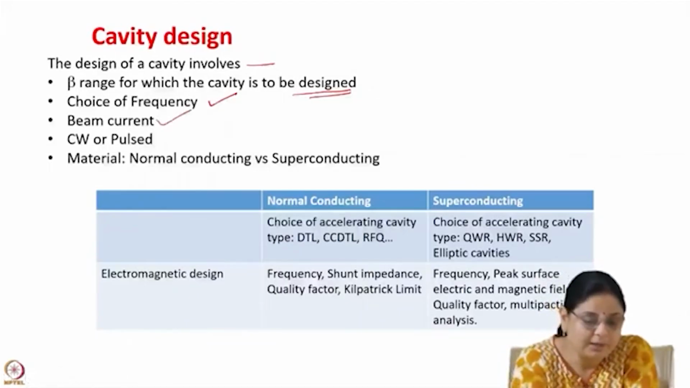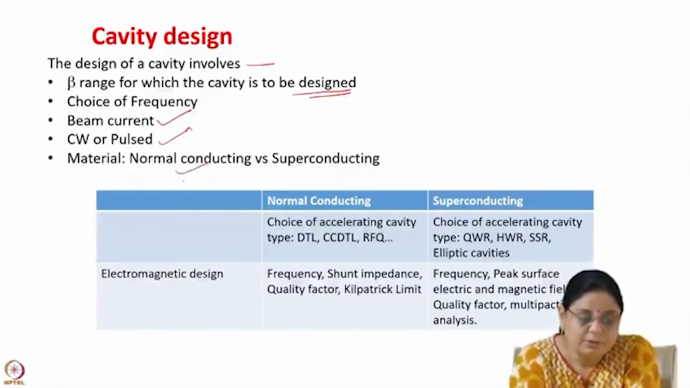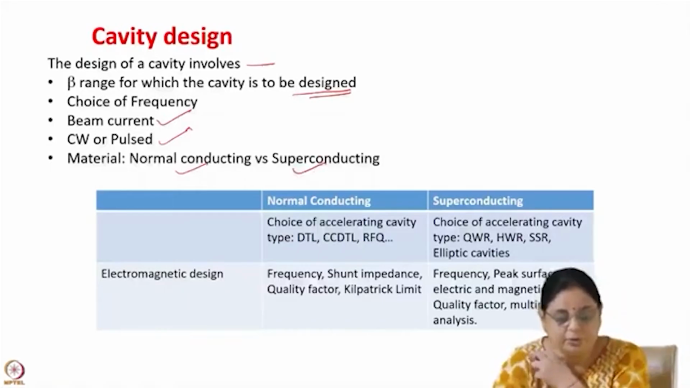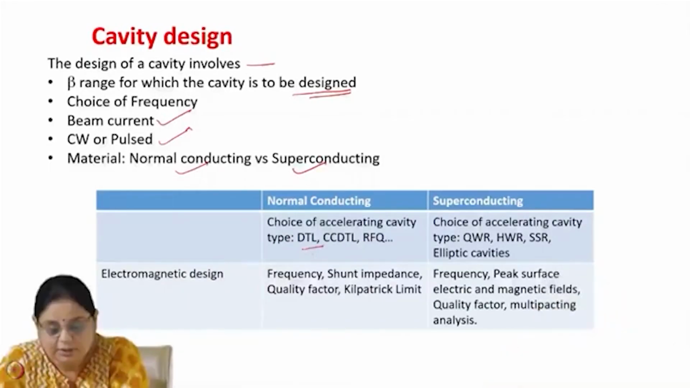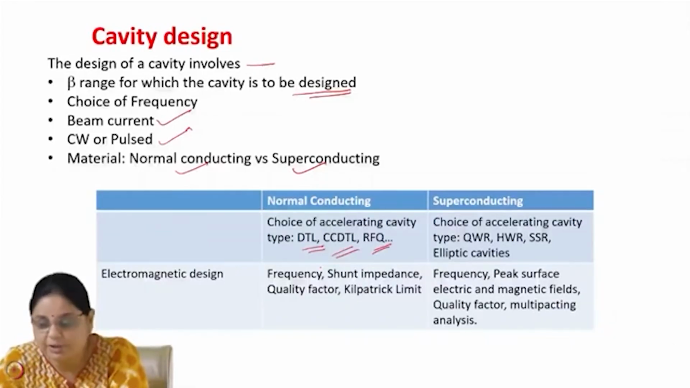Then consider what beam current you are using, whether it is CW or pulsed. If it's CW, it may be better to go for a superconducting cavity. So you decide whether to use normal conducting or superconducting. If you decide to go for a normal conducting cavity, you have to choose between different structures, the drift tube linac, the CCDTL, or the RFQ, depending upon your application. For superconducting, you choose between different types of cavities: QWR, HWR, SSR, and elliptical cavities.